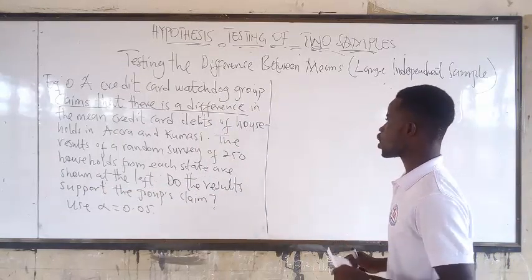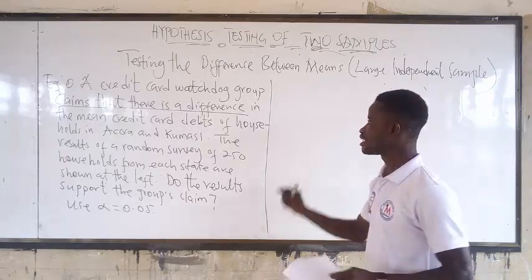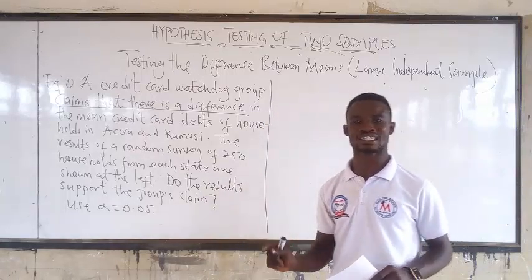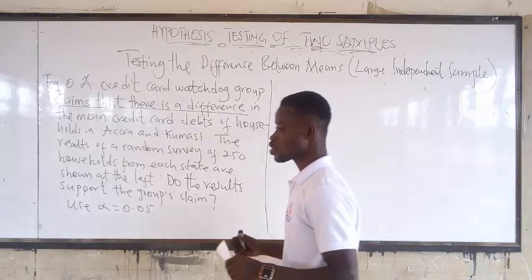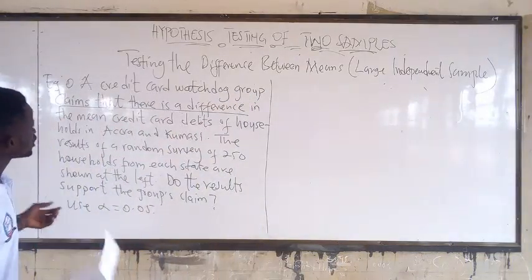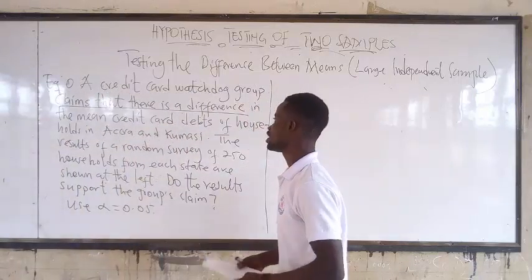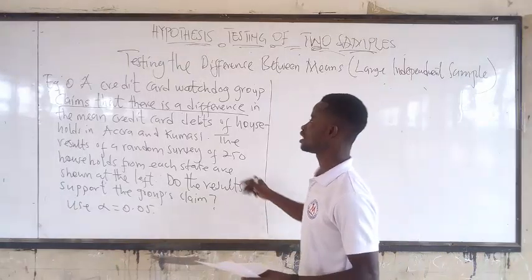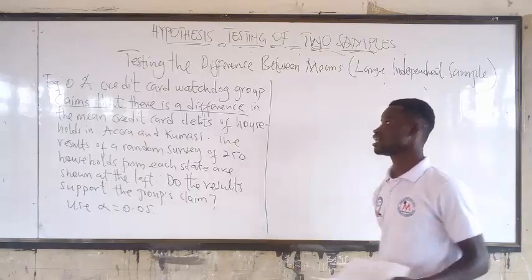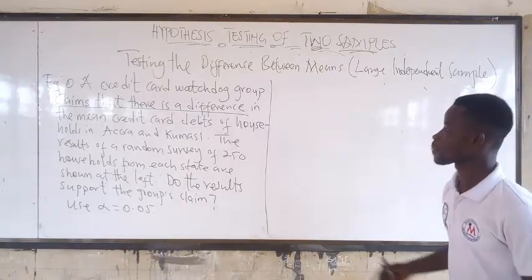First of all, you need to identify whether this question is independent or dependent. Simply, you can see that it is independent. How can you see that? The question is talking of a group, and inside the group, it is considering the households in Accra and Kumasi. So this is straight away independent. Alright, good.